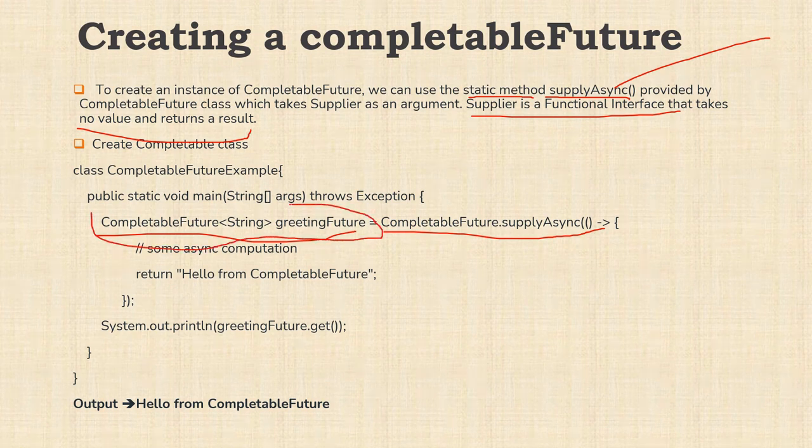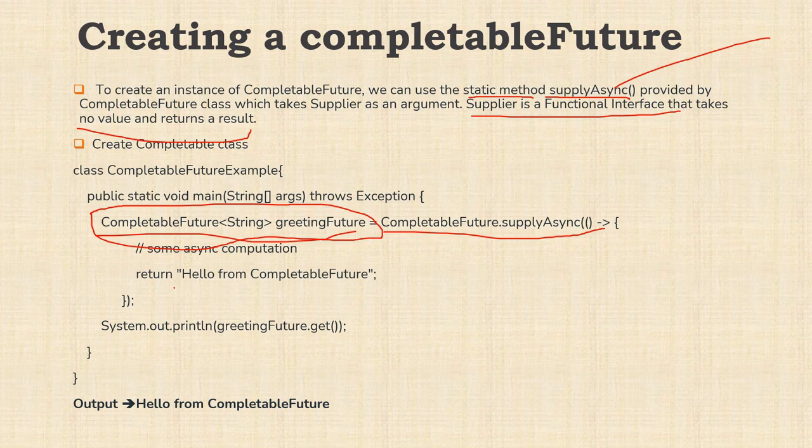Future is also a way to do asynchronous programming, and CompletableFuture is also a way to do asynchronous programming. But there are some problems in the Future interface, and there are some advantages in CompletableFuture. So basically we try to use CompletableFuture instead of the Future interface. This is the way by which we can do it.